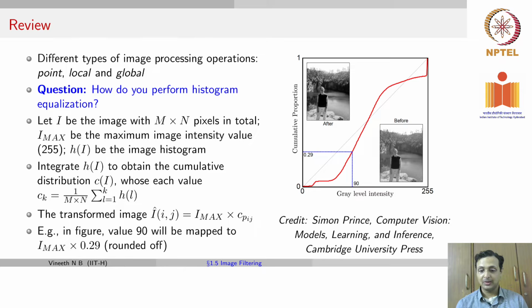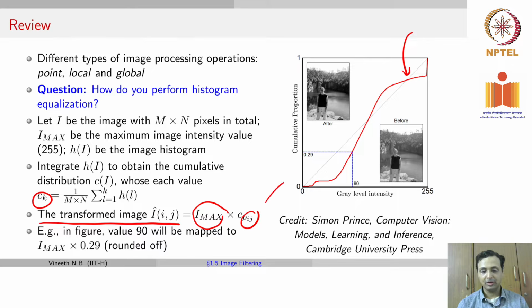So here is an example of a cumulative distribution. This red curve here is a cumulative distribution which simply adds up the histogram as you go from the lowest intensity to the highest intensity. So the final transformed image after doing histogram equalization is simply I max, the maximum intensity, times C of I_ij, which is the cumulative distribution at a particular point.